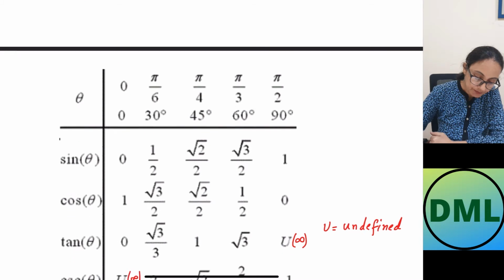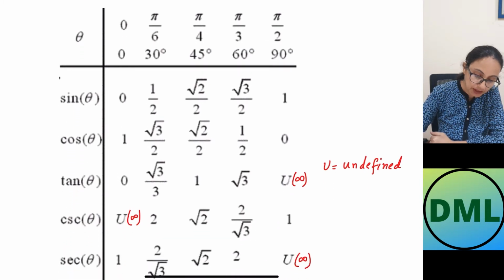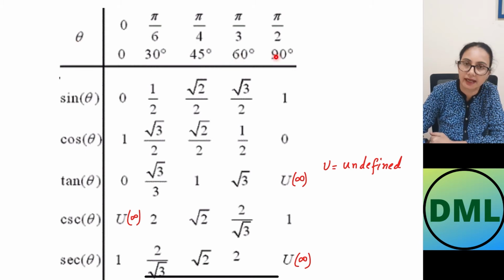Now I will put it in chart form. As you can see here, theta is 0, 30, 45, 60 and 90, and this is written in the radian form: 0, 30 degrees is pi by 6 radian, 45 degrees is pi by 4 radian, 60 degrees is pi by 3 radian, 90 degrees is pi by 2 radian.